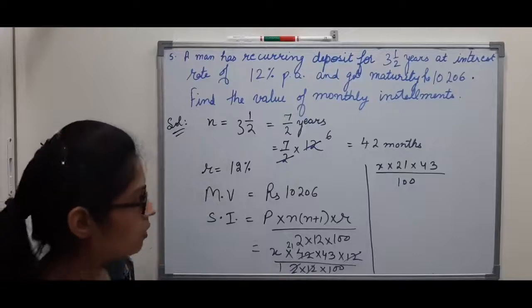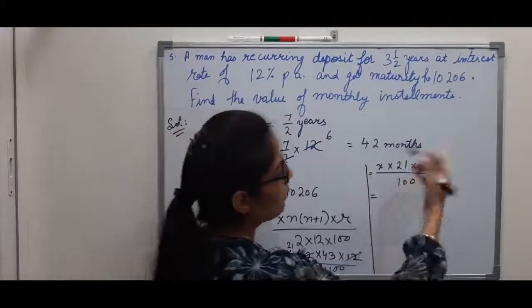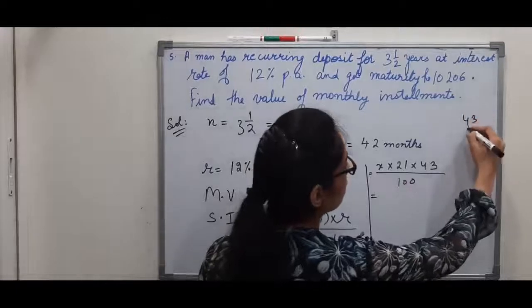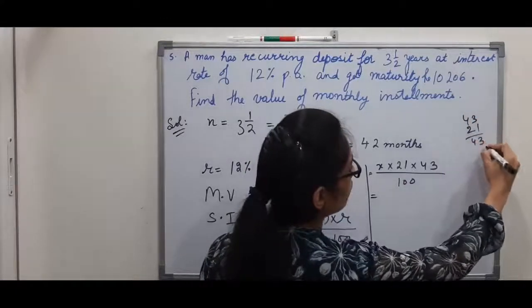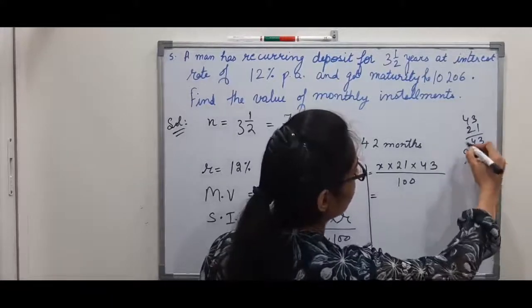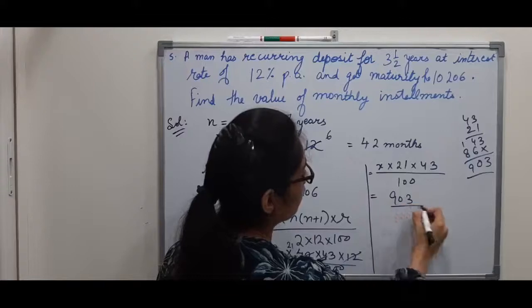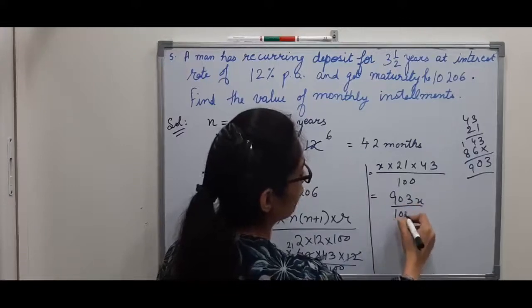See, this is very simple. We don't have to do division also. We will multiply 21 into 43. We will multiply over here. So it is very simple multiplication. Everyone can do it. So I got 903 x by 100.